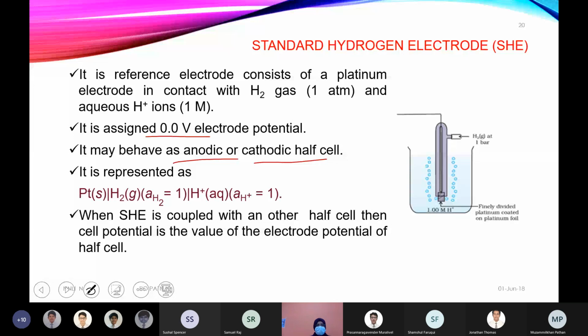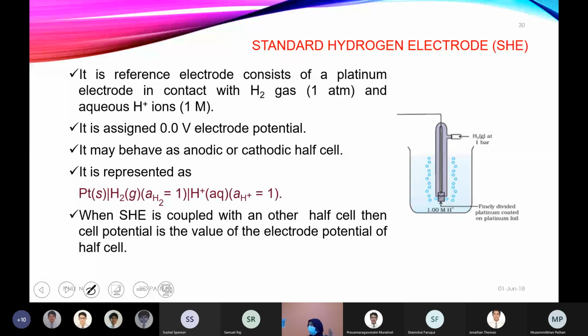So the representation here means hydrogen gas at 1 bar pressure or 1 atmospheric pressure, and the concentration here is 1. That's why they said it's unity. Unity means concentration is 1 mole per decimeter cube, or pressure is 1 bar or 1 atm. So that is how generally you can represent a standard hydrogen electrode.